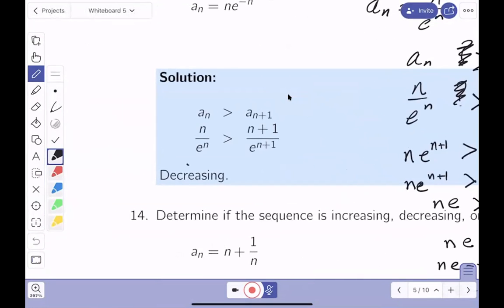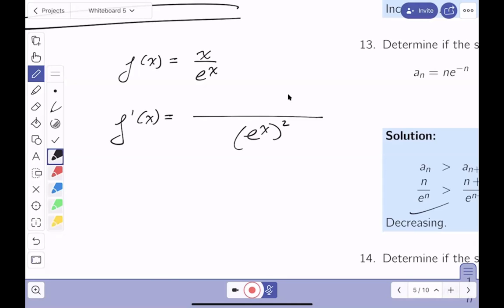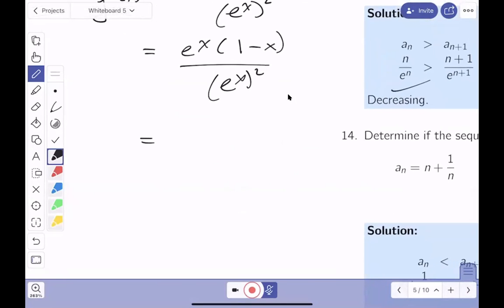Okay. So I'm going to talk about the calculus way of doing this. I'll write this over here. f(x) equals x over e to the x. The derivative is going to be e to the x squared in the denominator, e to the x times 1 minus the top times e to the x. And when you get over here, factor out e to the x, you would get 1 minus x over e to the x squared. I'm going to continue to simplify it, and you're going to get 1 minus x over e to the x.